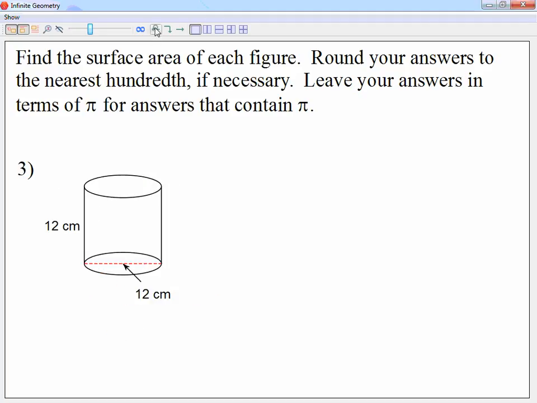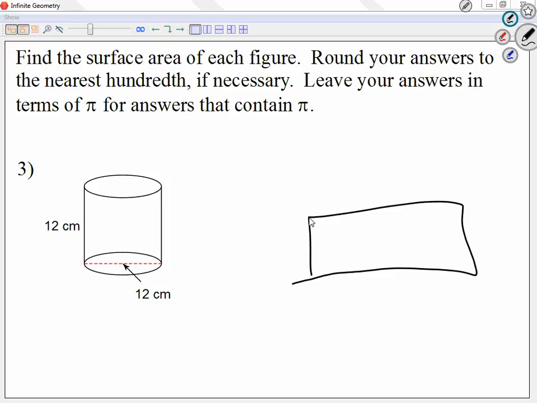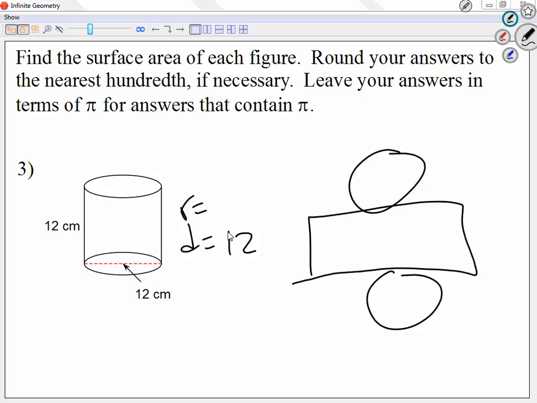Let me take a look at cones and cylinders. So first, let me look at a cylinder. Question number 3. For cylinders, I know it's a big rectangle because I'm going to consider that like a prism. I know it's a big rectangle and two bases, in this case, circles. For cylinders, I need radius and diameter. This 12, is that the radius or the diameter? Diameter, because it goes all the way through. So that's the diameter. How big is the radius? 6.